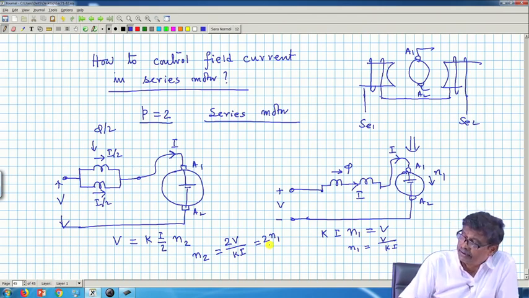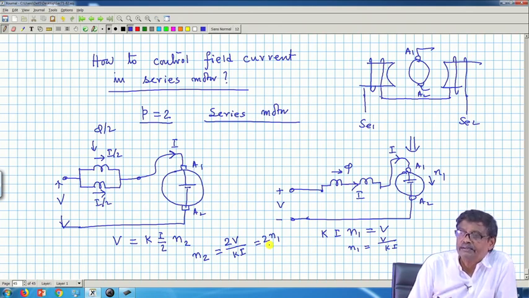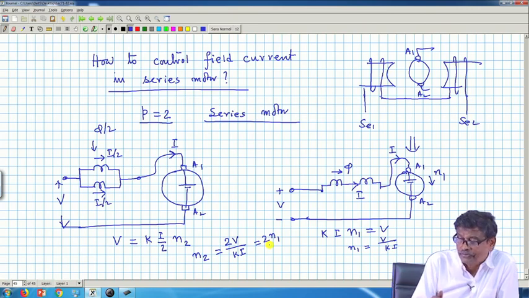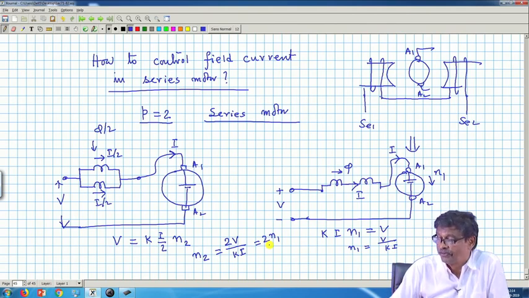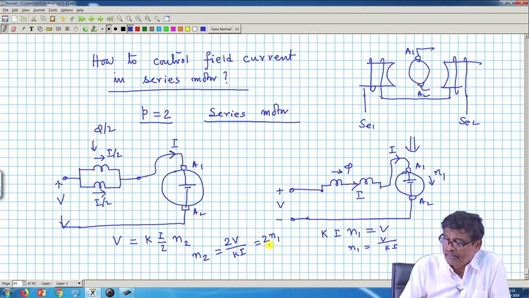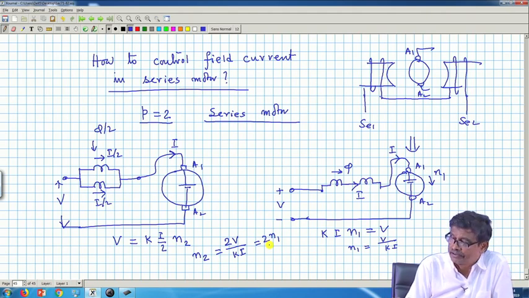So, I can connect the field coils in the way I have connected, and of course, with a two-pole machine you can weaken the flux for the same armature current in both the cases. Only two things you can do, that is connect them in series or in parallel.